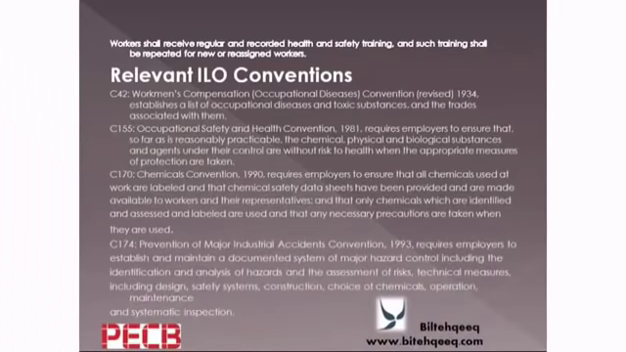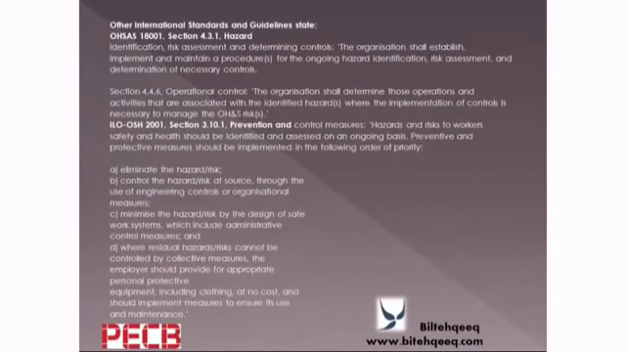The other very popular standard is Occupational Health and Safety, and it is also focusing on hazardous material control. Clause 4.3.1 is stating that, for hazard identification, risk assessment and determining controls, the organization shall establish, implement and maintain a procedure for the ongoing hazard identification, risk assessment and determination of the necessary controls. And 4.6 of this standard is related to operational control. The organization shall determine those operations and activities that are associated with the identified hazards where the implementation of controls is necessary to manage the occupational health and safety risk.